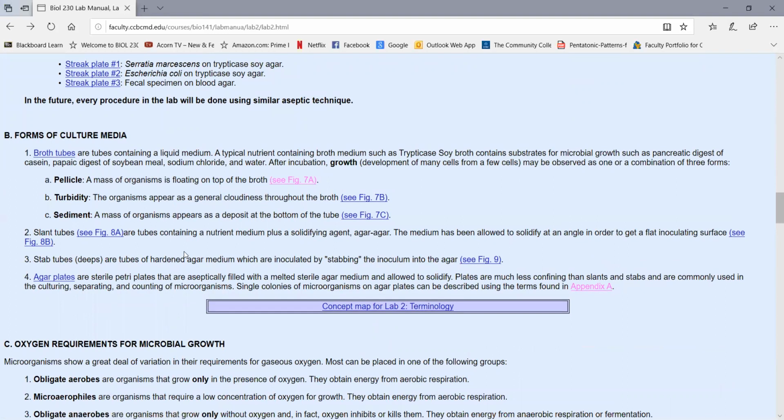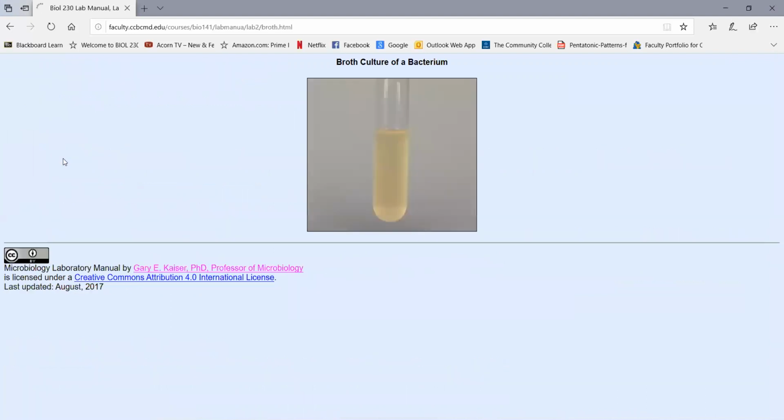Now we're going to introduce a lot of terminology here that relates to growing microorganisms, and we need to know that for both lab and lecture. First of all, the forms of culture media. The bacteria we have growing are referred to as cultures. And so first of all, we can grow them in tubes containing a liquid medium, such as the trypticase soy broth that we're using in today's lab. And so we call those broth tubes, bacteria growing in a liquid. As we see here, this is a liquid medium with some bacteria growing in it.